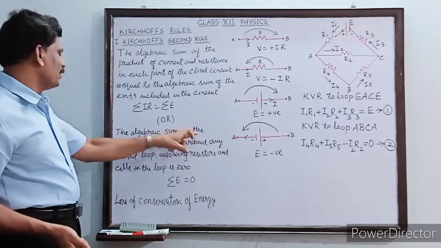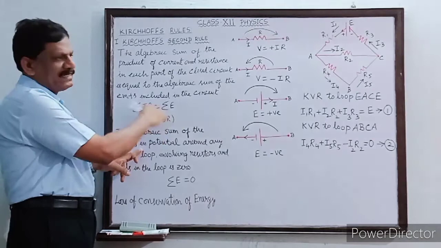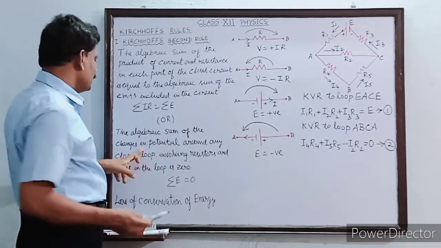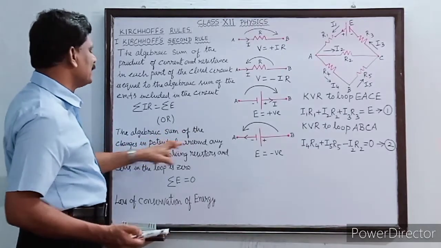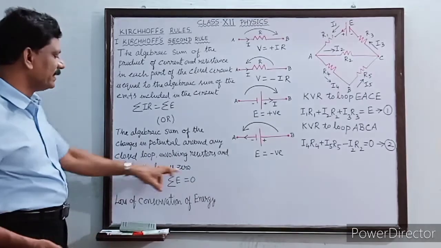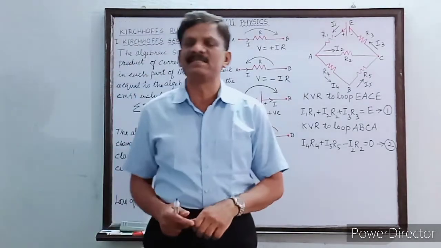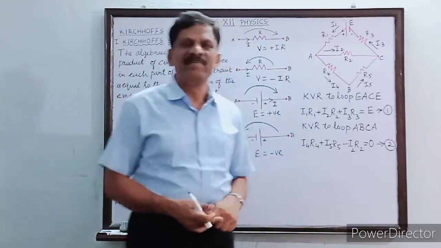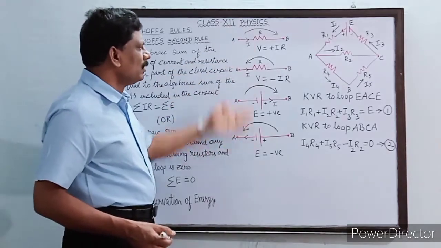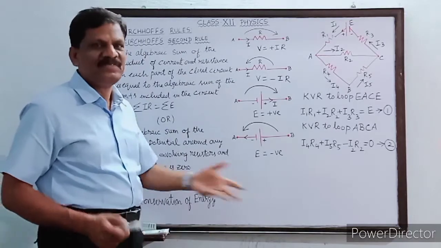In some other books they have given another way of stating it: the algebraic sum of the changes in potential around any closed loop involving resistors and cells is 0. That is, sigma IR minus sigma E equals 0. The law used here is the conservation of energy. So this is how to remember the sign conventions, without which we cannot solve the problems.